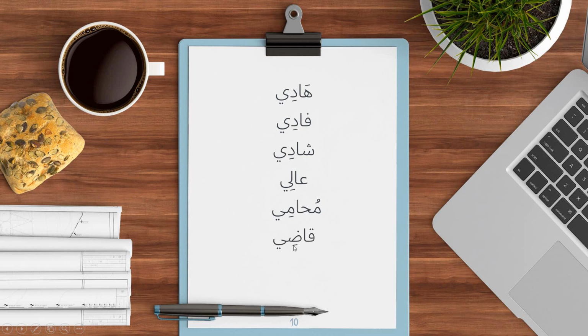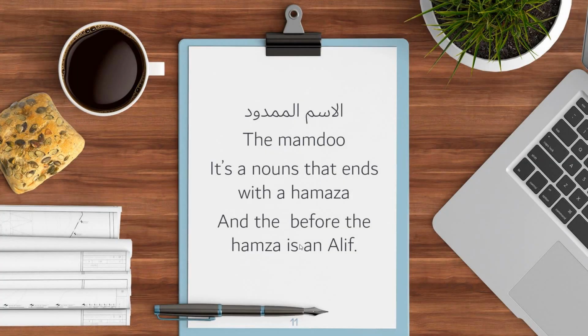And then we have qadi, which means a judge. In the word qadi, there's a ya at the end, and the letter immediately before the ya has a kasra. Now let's go to the ism mamdud.